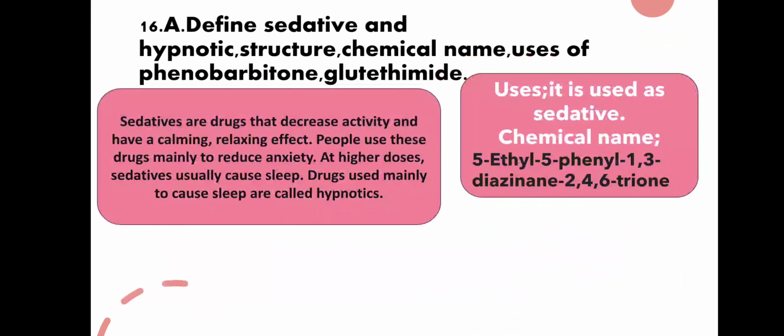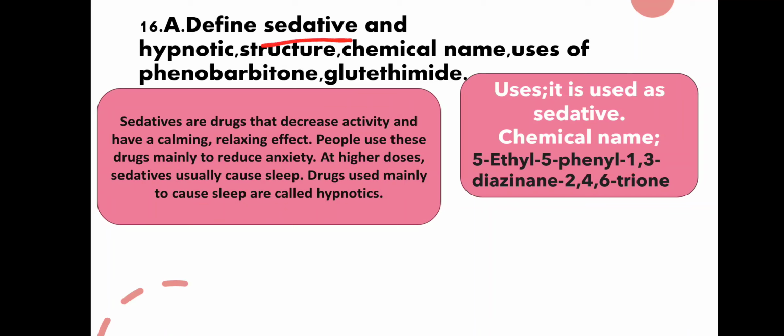Define sedative and hypnotic, structure, chemical name, uses of phenobarbitone, glutethimide. Sedatives are the drugs that decrease the activity and have calming, relaxing effect. People use these drugs mainly to reduce the anxiety. At higher doses, sedatives usually cause sleep. But drugs used mainly to cause sleep are called hypnotics. Only one difference between sedative and hypnotic.